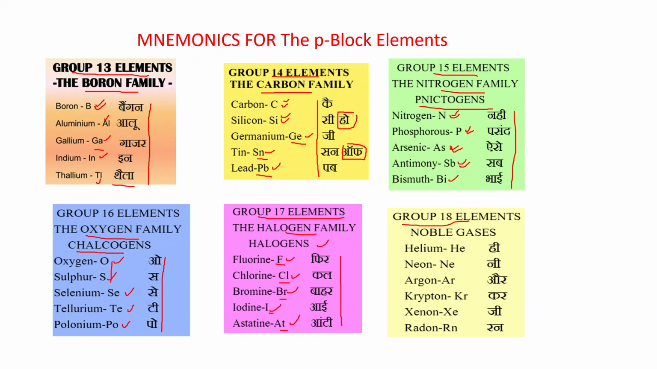Group 18 elements, noble gases. First member is helium, then neon, argon Ar, krypton Kr, xenon Xe, radon Rn. And mnemonics: Hini और करजी run. He, helium, Ni, neon, or Ar, argon, Kar, Kr, krypton, G, Xe, xenon, run, Rn, radon.